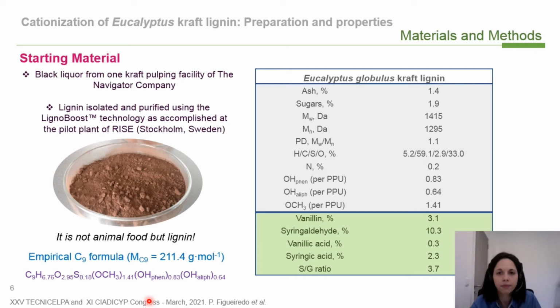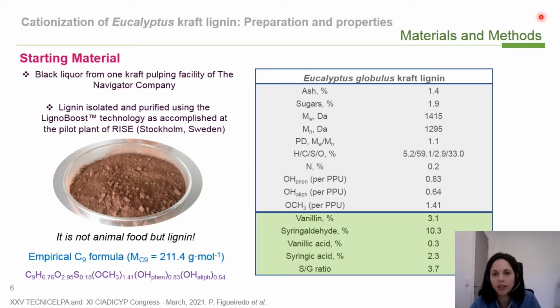The results of elemental and functional groups analysis have been used to establish the C9 formula for these lignins, which corresponds to a C9 molecular weight of 211.4 grams per mole, and the phenolic group contents were 0.83, and the total hydroxyl groups, aliphatics and phenolics, were 1.47 units per C9.